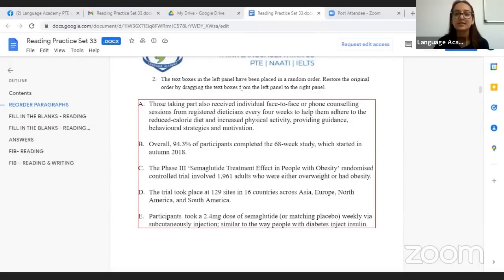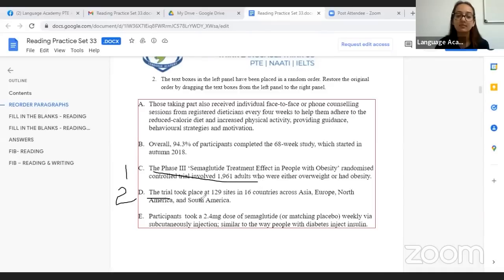Two options. This is a good method. Let's see. So the first one was very clear, and all of you have got it correct. The phase three semaglutide treatment effect in people with obesity randomized controlled trial involved these many adults who were either overweight or had obesity. This is the topic. And then there was a direct reference, the trial. So the trial means just we talked about the full name of the trial.